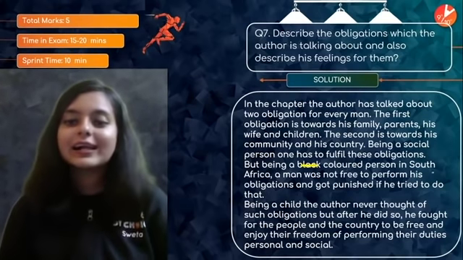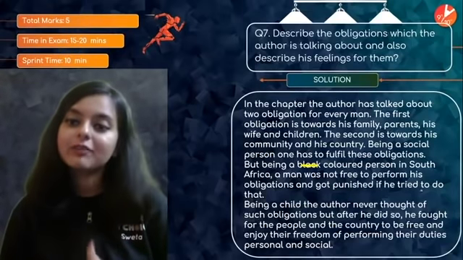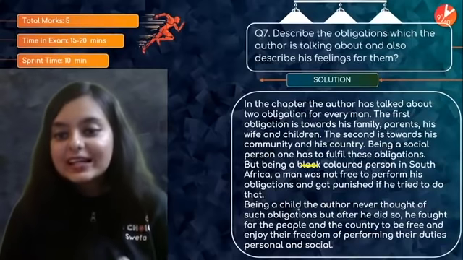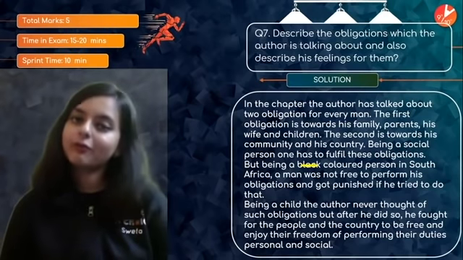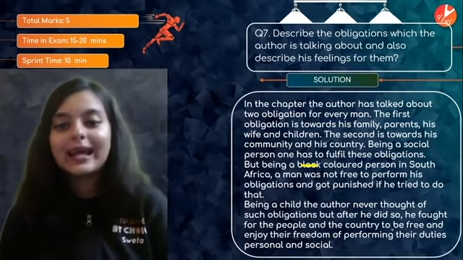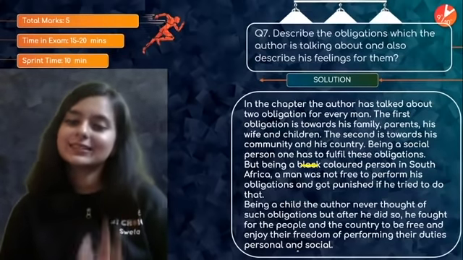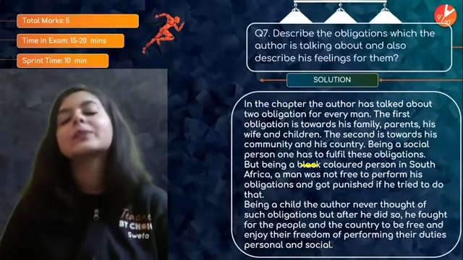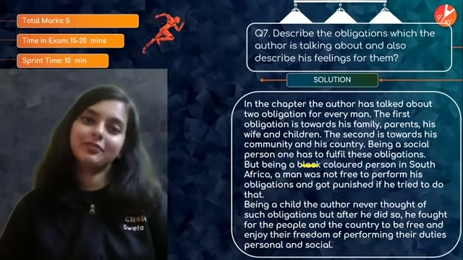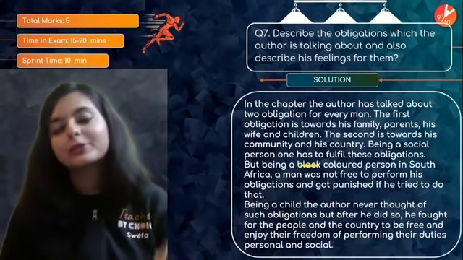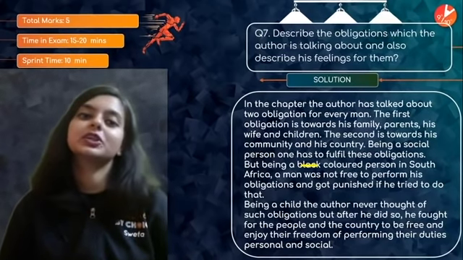Okay, in South Africa, a man was not free to perform his obligation and got punished if he tried to do so, right? Being a child, the author never thought of such obligation, but after he did so, he fought for the people and the country to be free and enjoy their freedom of performing their duties, both personal and social. So that is why he struggled so long, right? So that all of them could enjoy their freedom, right? Not only personal but also social, because we believe that there are twin obligations that we need to follow.